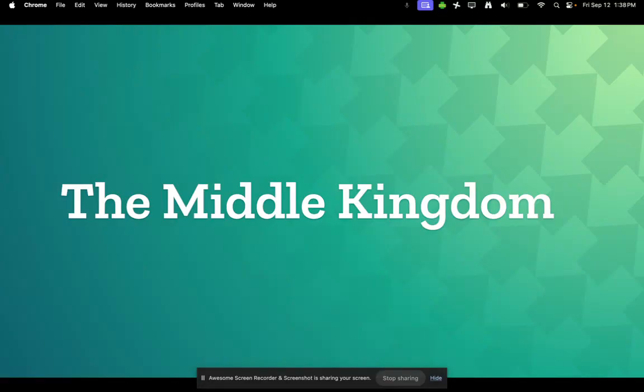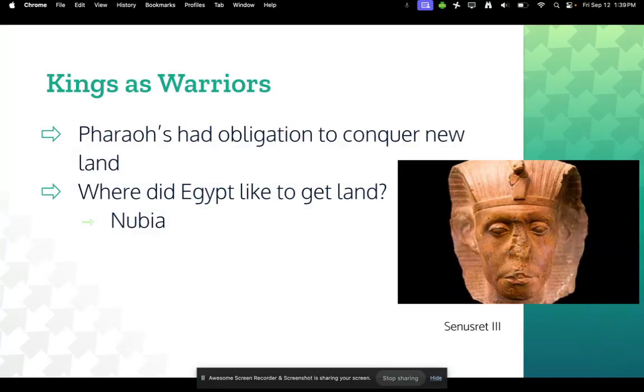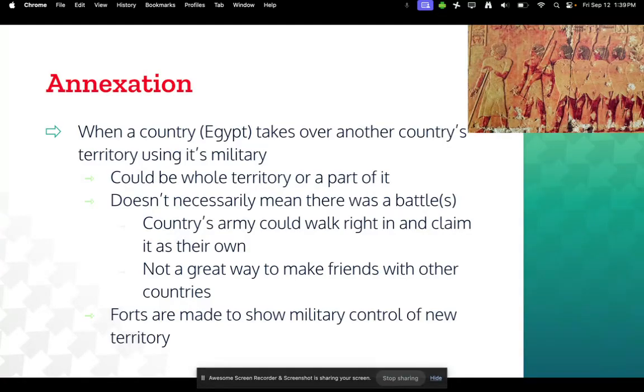All right, next let's talk about the Middle Kingdom. So kings were warriors. That's right. Pharaohs were warriors. They had the obligation to conquer new land. That was part of their duty as being a pharaoh. So where did Egypt like to get this land? They liked to invade Nubia because it had all the cool resources, right?